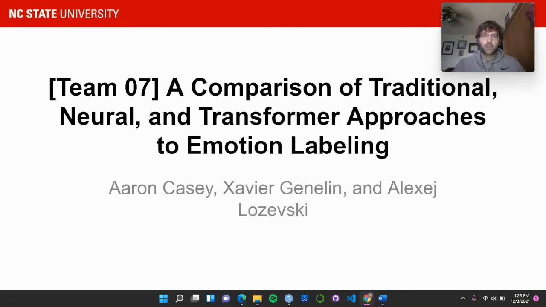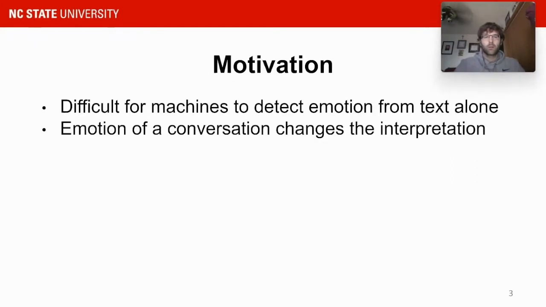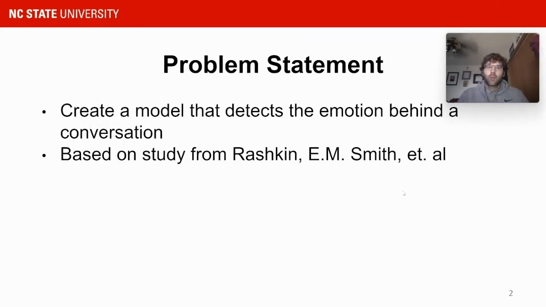Our project is a comparison of traditional neural and transformer approaches to emotion labeling. Our motivation behind this is that it's difficult for machines to detect the emotion from text alone, and the emotion, context, and tone of a conversation can drastically change how it is interpreted. We're going to create a model that detects the emotion behind the conversation, and this project is based on a study from Rashkin and others that did something similar.